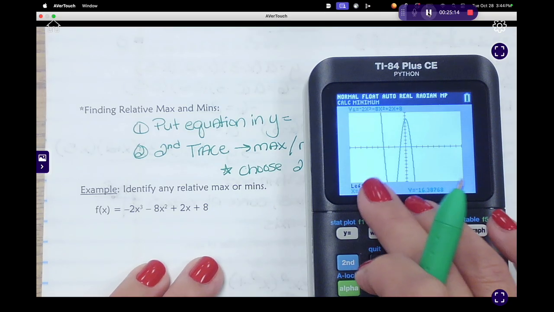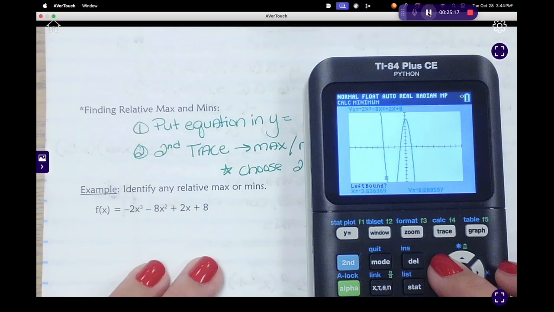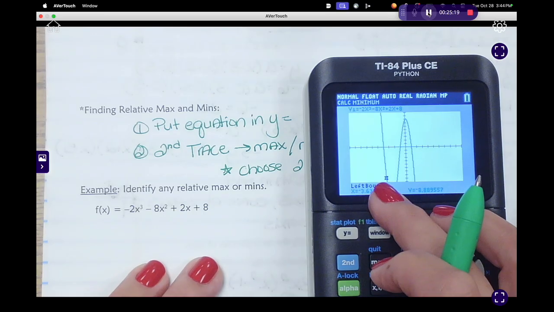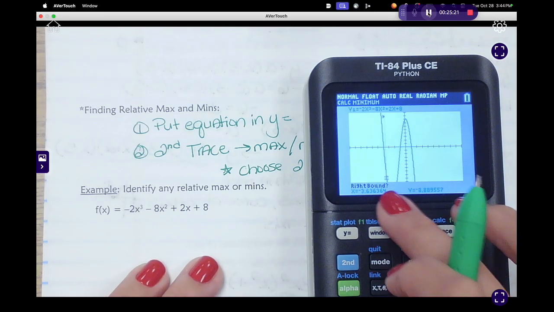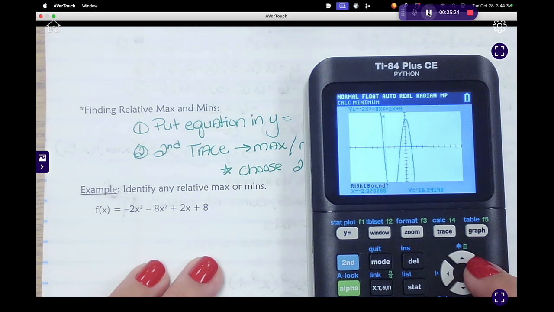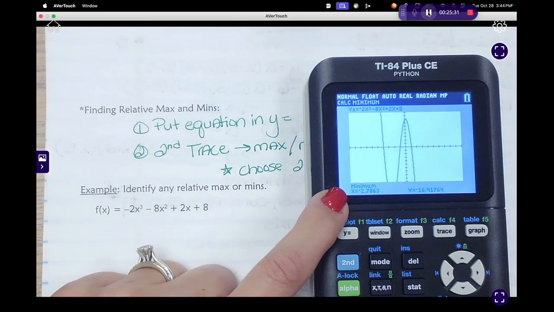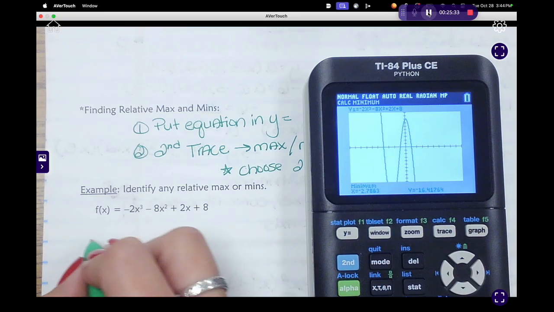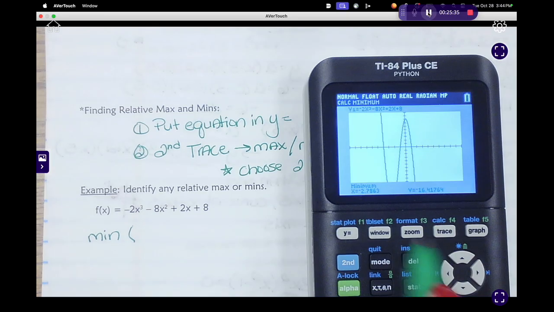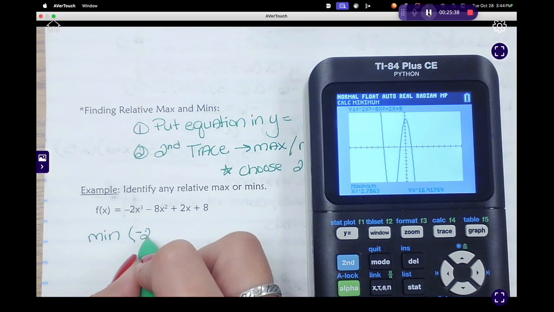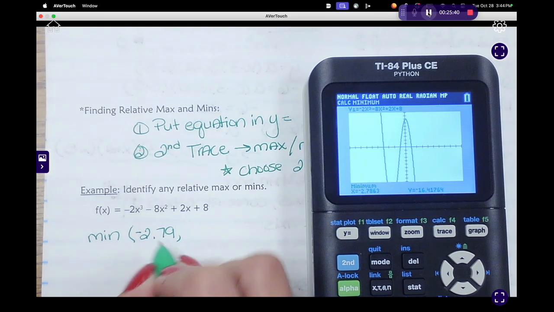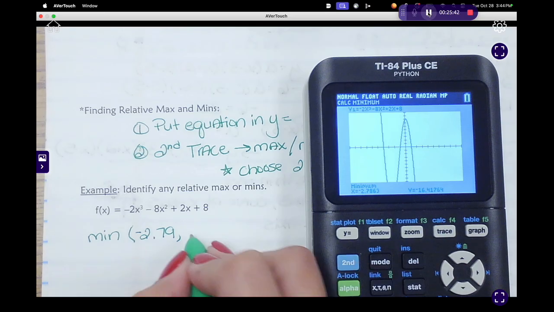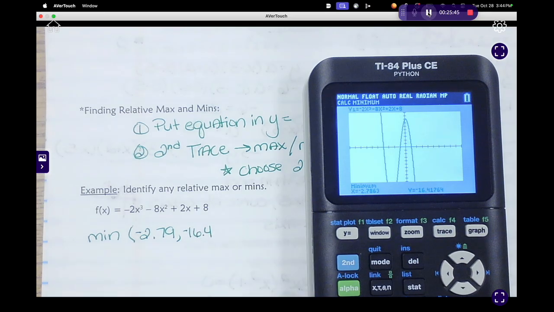It says left bound. You always want to start on the left side of your graph. So I'm going to get my arrow on the left side. You see my little dot right there, I'm going to hit enter, and then I'm going to go over to the right and get another point over there. There's the other point, so I'm going to hit enter. And then it says guess, you're going to hit enter again. It's going to find that minimum point down there. So that relative minimum would be at about negative 2.79, and then the y value is negative 16.42. So that would be a relative minimum.